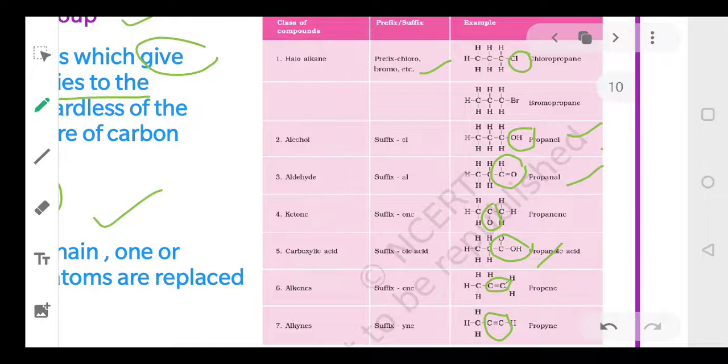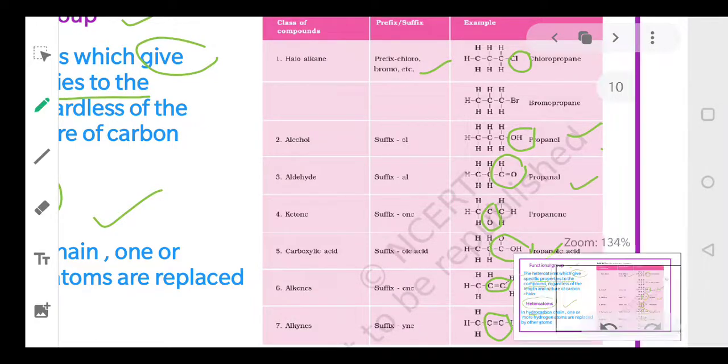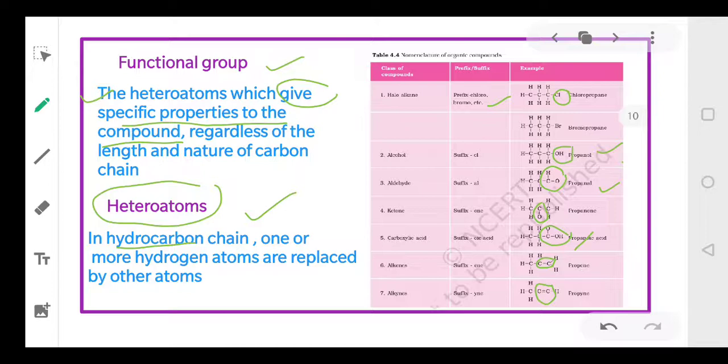So any atom that replaces hydrogen in the hydrocarbons is a heteroatom. और वो heteroatom अगर कोई specific properties give करता है, then it is called a functional group as well. Okay everyone? Then it is called the functional group as well. So we have 7 functional groups, right? So far we have 7 functional groups.